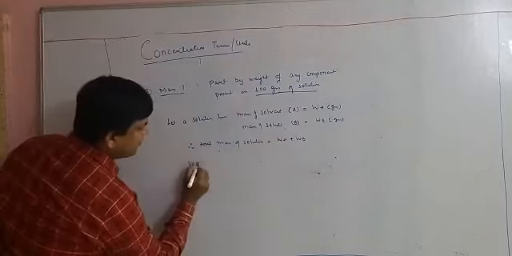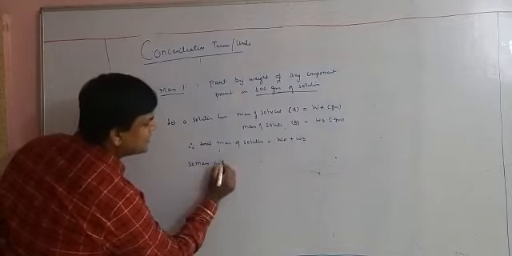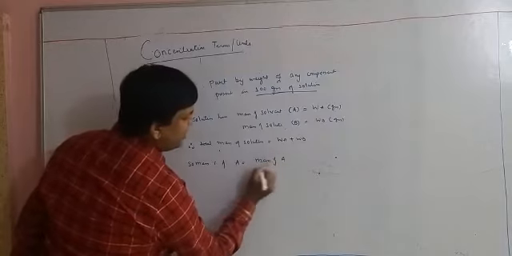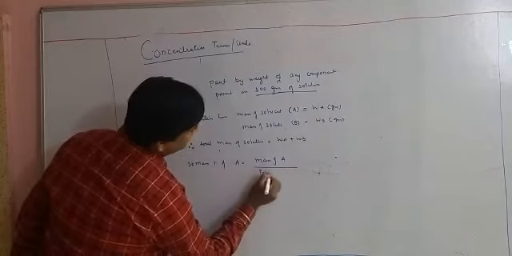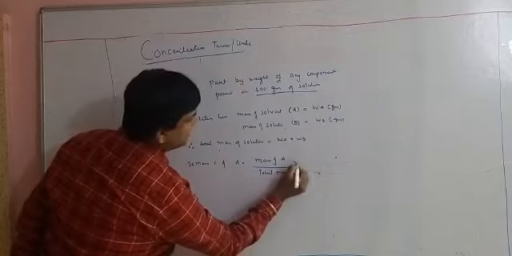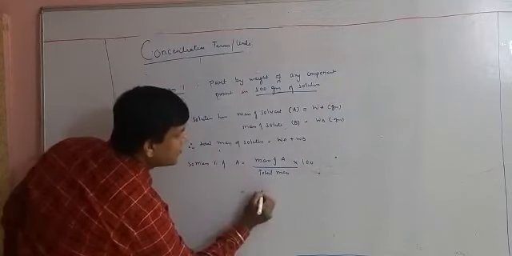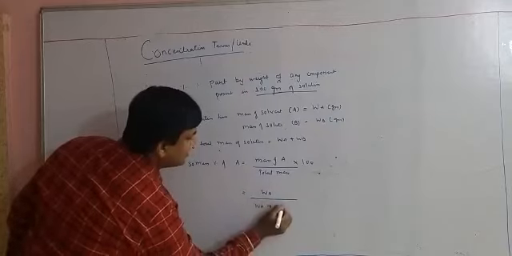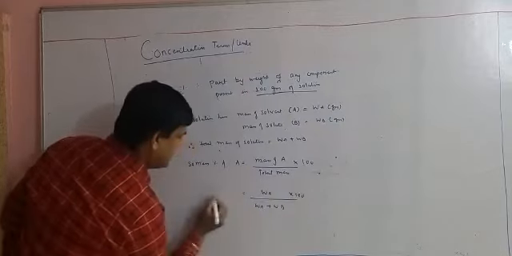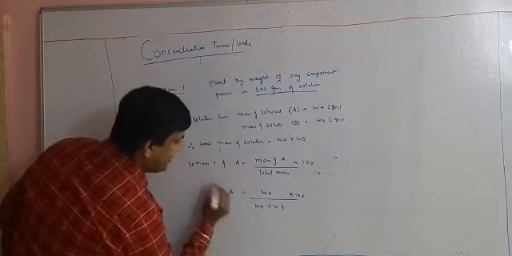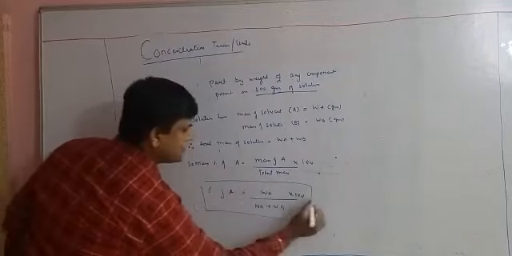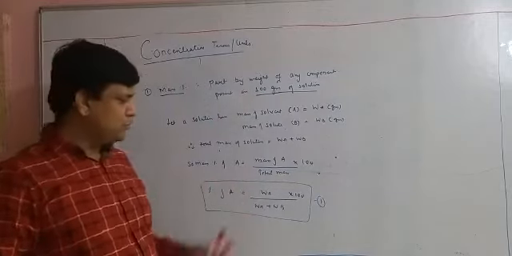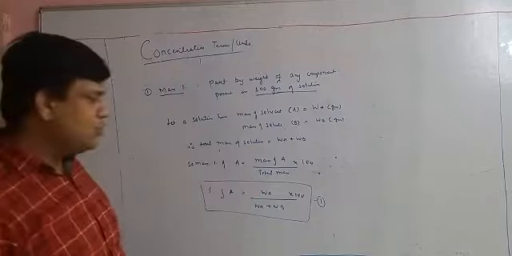So, mass percentage of A is equal to, this is the formula, mass of A upon total mass into 100. What is the mass of A? WA. What is the total mass? It is WA plus WB, and multiply by 100. This is the mass percentage of A. Formula number 1. We are going to discuss various formulas. The first formula: mass percentage of A equals WA upon WA plus WB into 100.